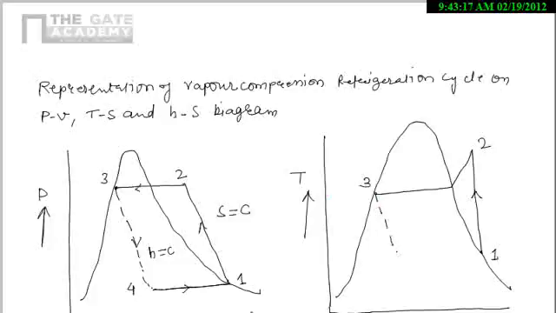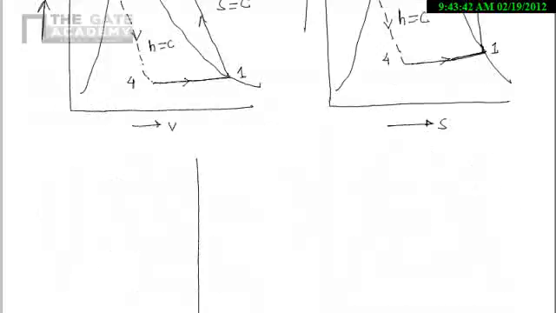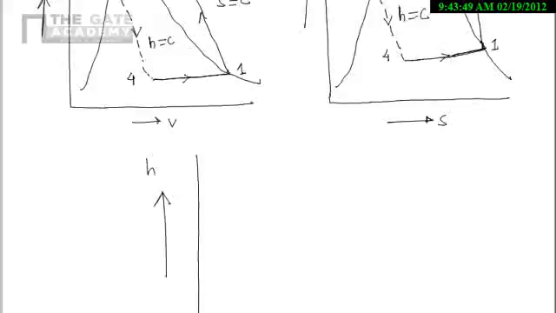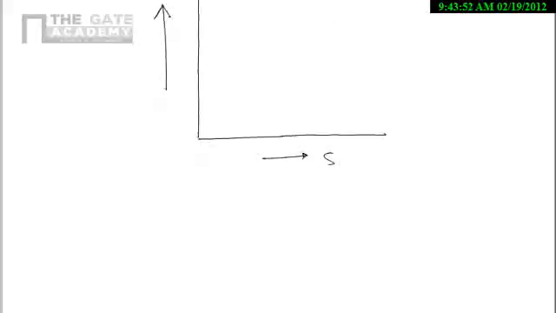I will represent it this way: 3 to 4 is H equals C, 1 to 2 is S equals C, and 4 to 1 is in the evaporator. This is a typical representation of the vapor compression refrigeration cycle on the TS diagram. In similar manner, I can also draw the vapor compression refrigeration cycle on the enthalpy entropy diagram.